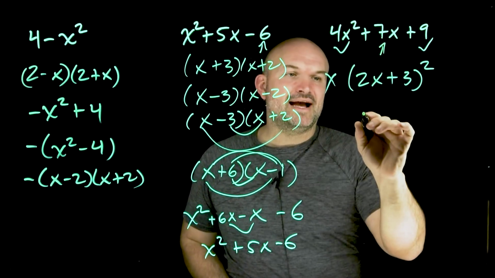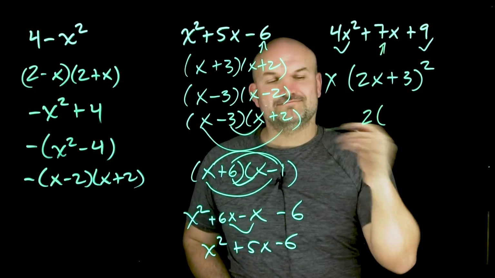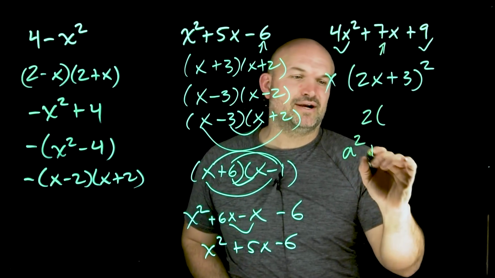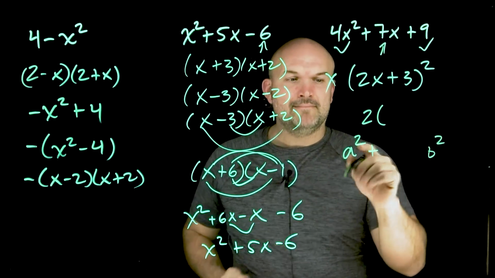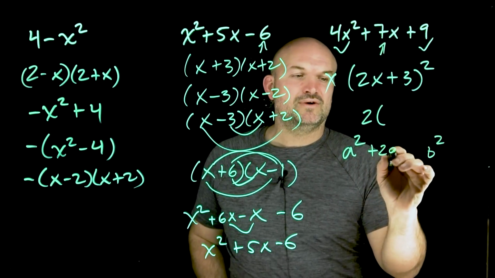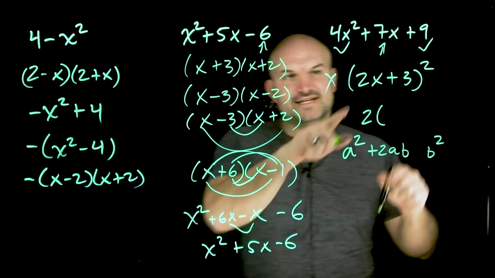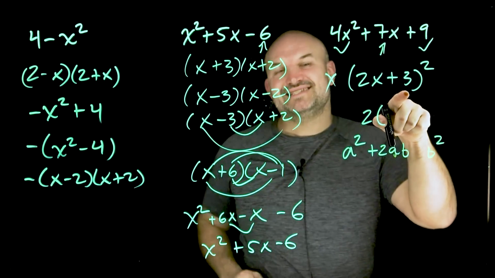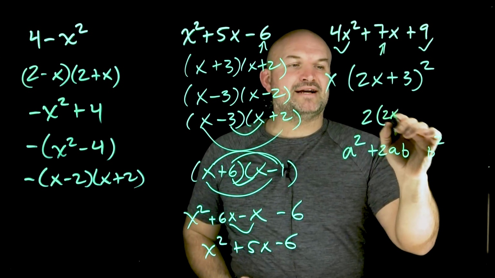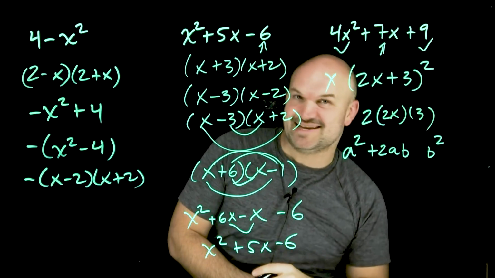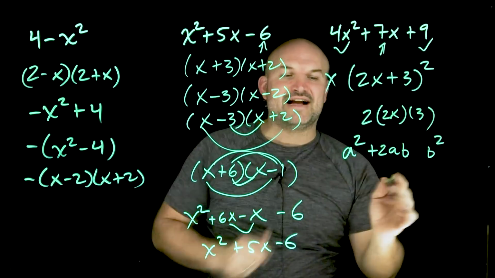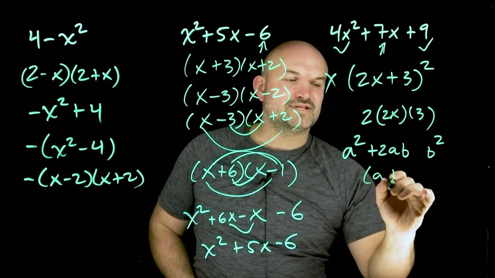Your middle term has to be 2 times, so anyways, if I look at this as a squared plus b squared, right? My first term is squared, my last term is squared. My middle term is going to be 2 times ab. So if you look at this, 2x times 3 would be a 6x. If I was to multiply that by 2, that'd be a 12x. Do you see that I have a 7x, not a 12x? So that's why this factoring does not work out.